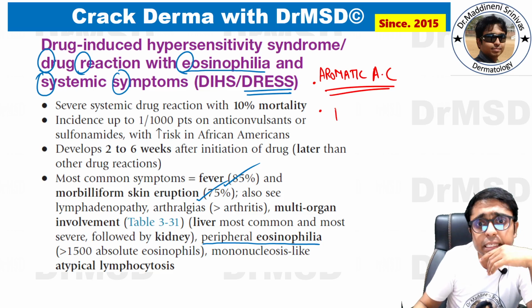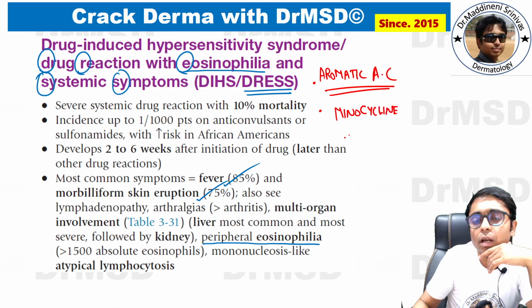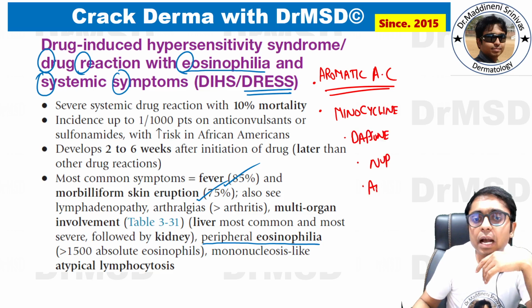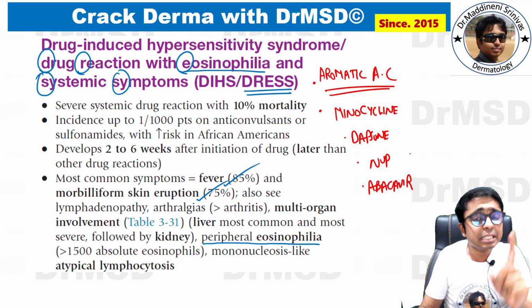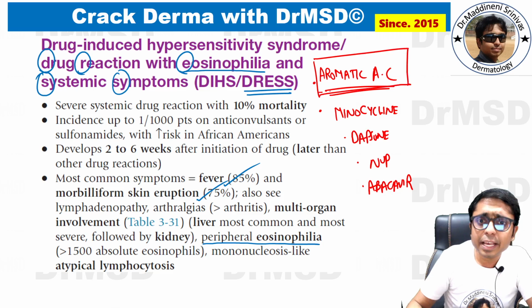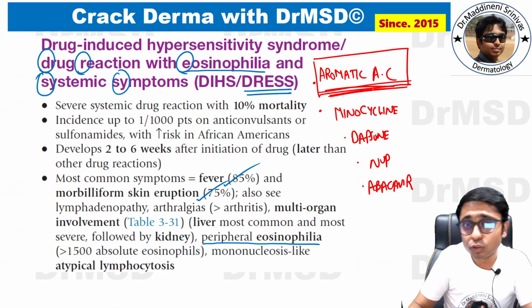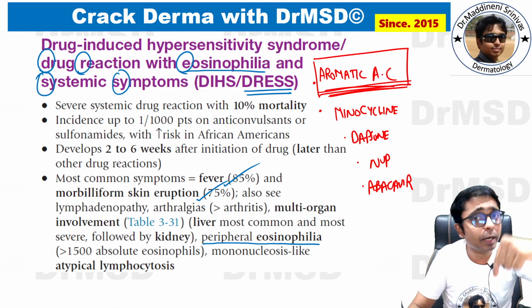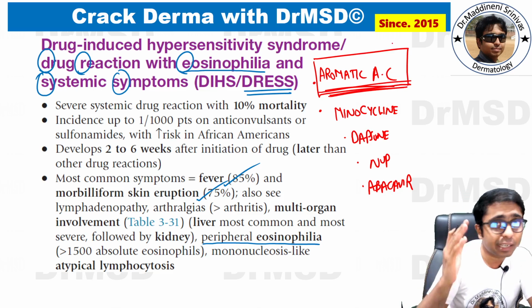Apart from this, yes, minocycline, dapsone, nevirapine, abacavir, all these medications also can produce this DRESS, but yes, aromatic anticonvulsants are the most important ones. And if you know what are all the aromatic anticonvulsants, try to list out the names in the comment below by pausing this video right now.